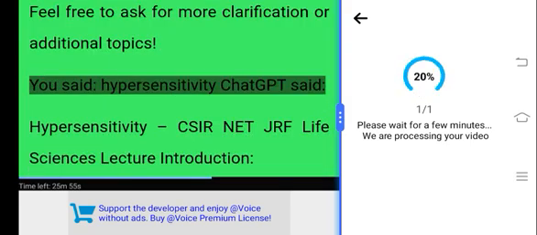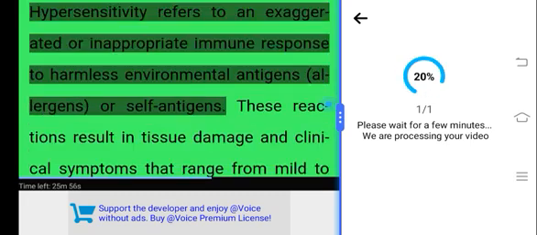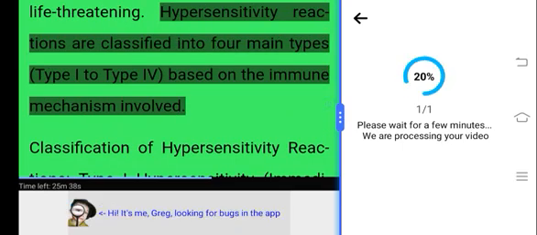You said, hypersensitivity. ChatGPT said: Hypersensitivity, CSIR-NET JRF Life Sciences lecture. Introduction. Hypersensitivity refers to an exaggerated or inappropriate immune response to harmless environmental antigens, allergens, or self-antigens. These reactions result in tissue damage and clinical symptoms that range from mild to life-threatening. Hypersensitivity reactions are classified into 4 main types, type 1 to type 4, based on the immune mechanism involved.